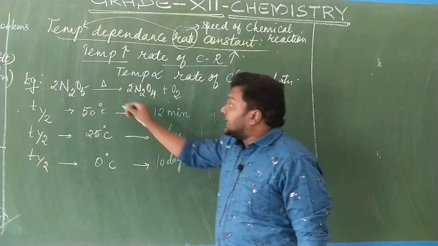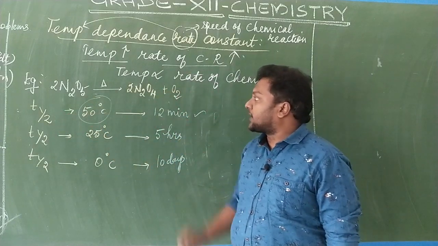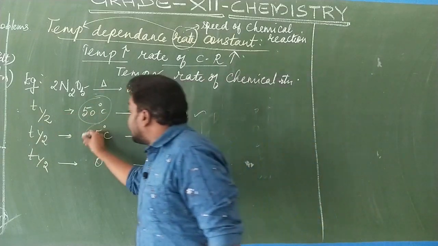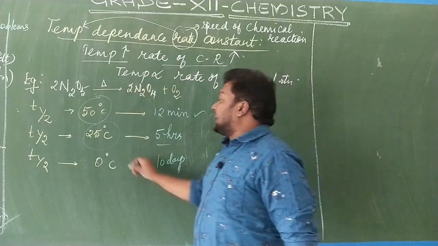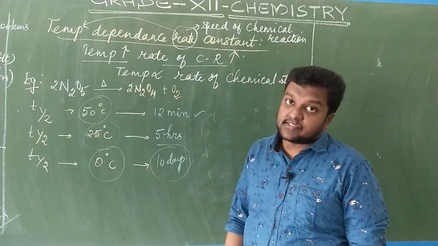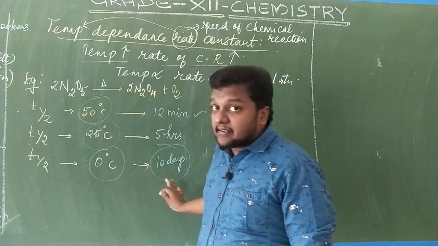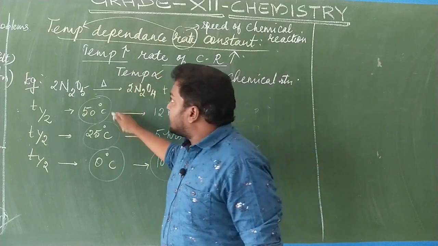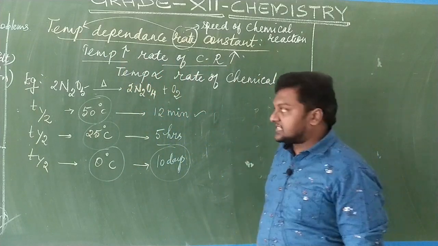So the higher the temperature, the faster the reaction. In 12 minutes, I get the product. If I maintain 25 degrees centigrade, it takes 5 hours for the product to form. At 10 degrees centigrade, product formation takes 10 days. So from this, what concept can we understand? Whenever the temperature is high, the rate of chemical reaction will be high, isn't it? That is the first example.